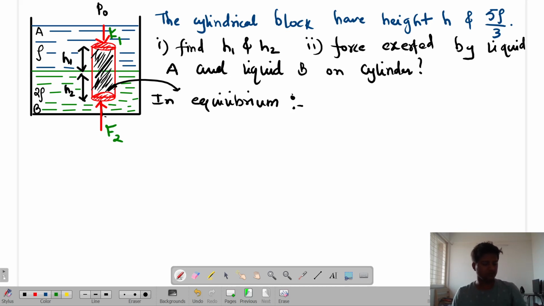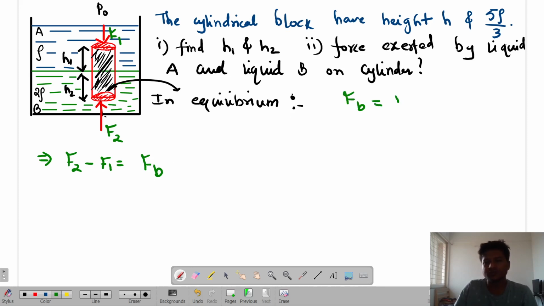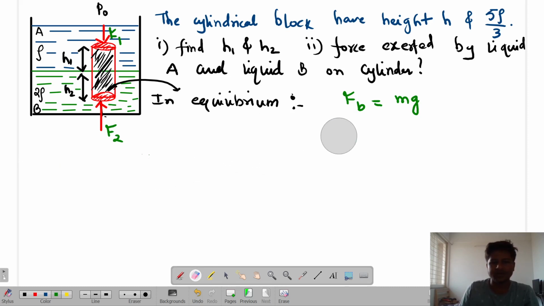F2 minus F1 is equal to, is it going to be that? Yes. So you have F2 minus F1 is equal to buoyancy force Fb, isn't it? Are you able to get me? And what it is asking, find H1, and this Fb is equal to mg if it is in equilibrium, that means buoyancy force is equal to mg, isn't it? So F2 minus F1 is equal to mg. So you can put that and you can get the answers, isn't it?